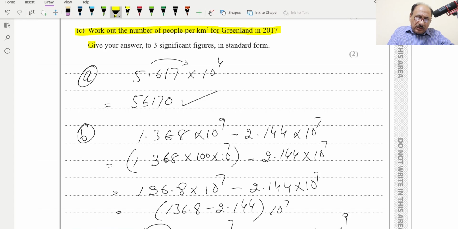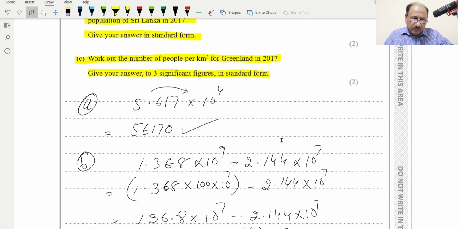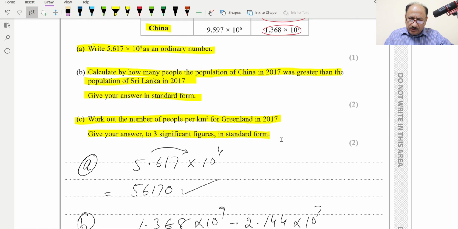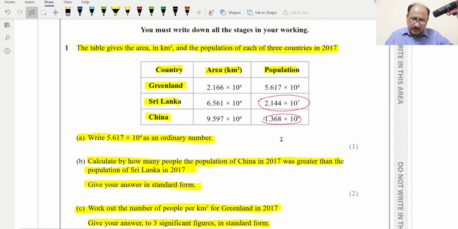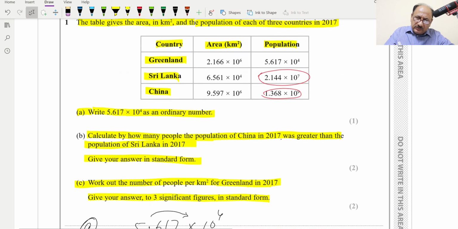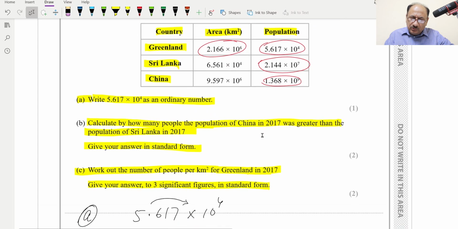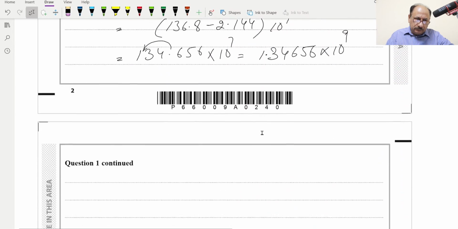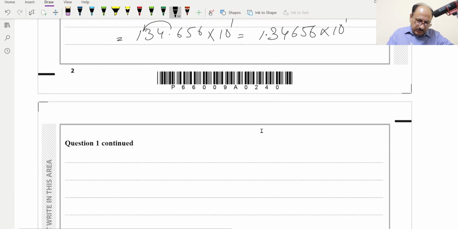So give your answer to 3 significant figures in standard form. So what we'll be doing, we will be checking the population per kilometre square for Greenland, and that is this population, Greenland 2.166. This is basically area and this is the population, so we will divide population by area. So it will be 2.166 × 10 raised to the power 6. This will be the C part.